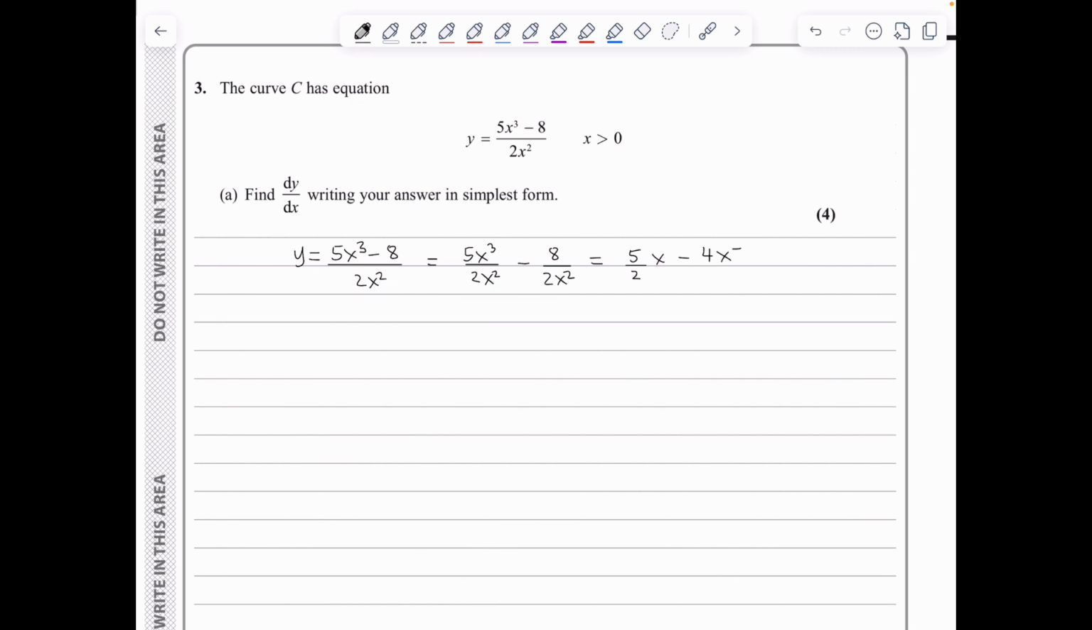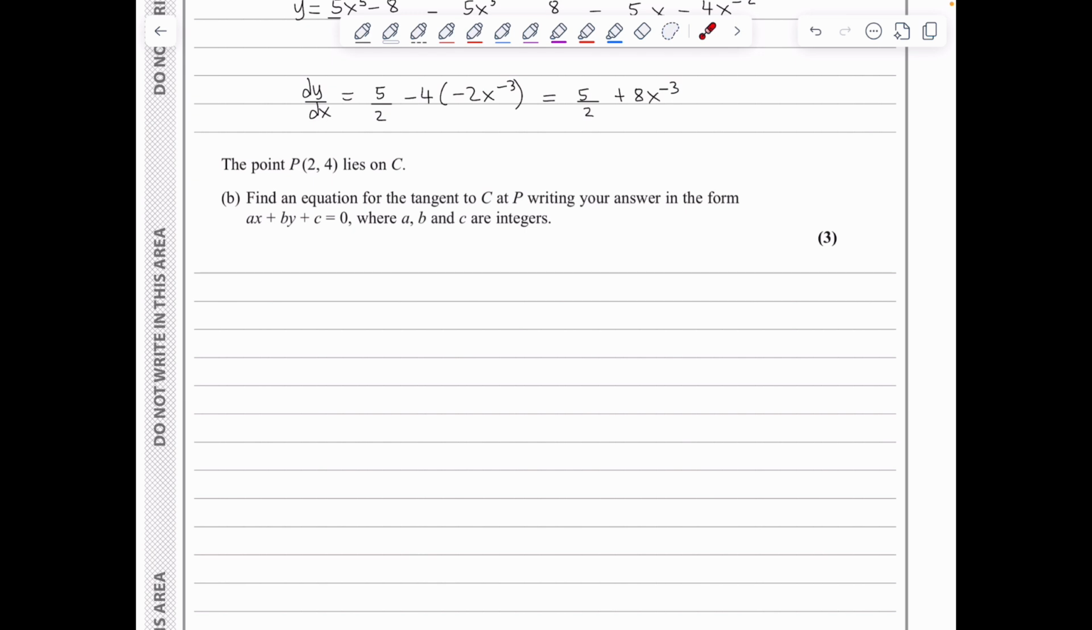minus 4x to the minus 2, and therefore dy dx, remember in differentiation we multiply by the power and then we deduct 1 from the power, so it's going to be 5 over 2 minus 4 times minus 2x to the minus 3, which simplifies to 5 over 2 plus 8x to the minus 3.